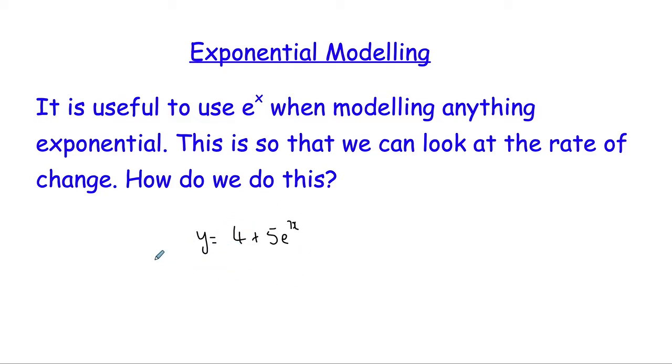In fact, let's do that now as a practice. What will dy by dx be for this function that I've just made up? So what happens when we differentiate a 4? That will go to 0. Then we just need to differentiate the 5e to the 7x. The 7 will come to the front and multiply by the 5, so that's going to be 35. And then we just copy this out again, 35e to the power of 7x.